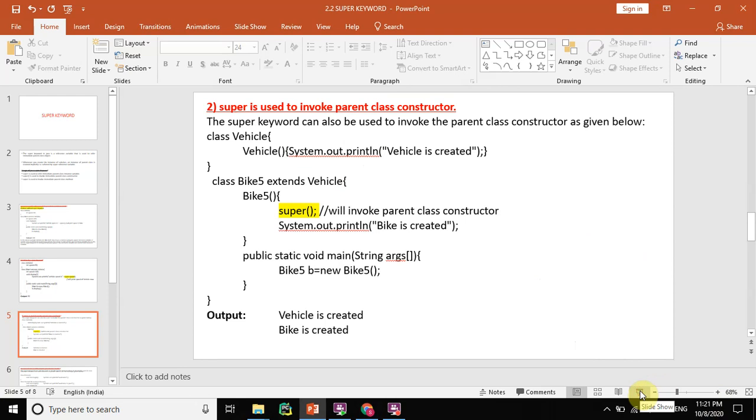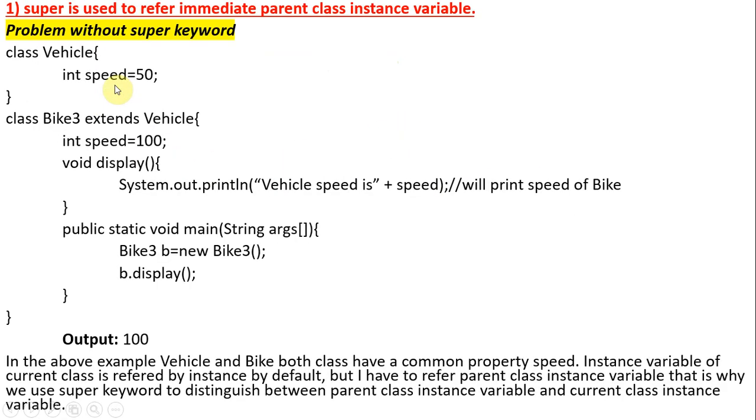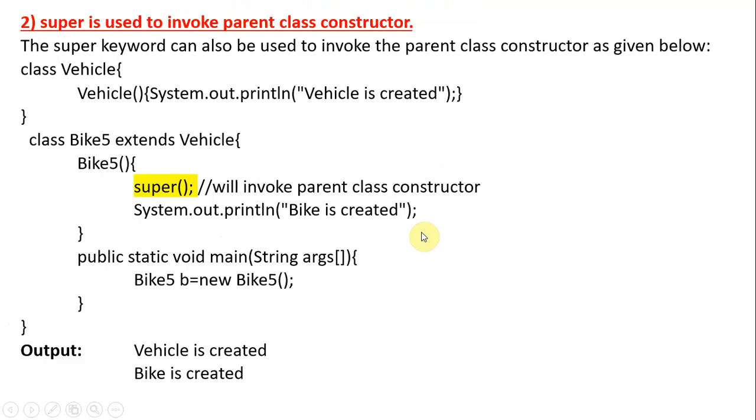So when it comes to the second use of super, it is used to invoke the parent class constructor. As we saw in the previous example, we have an instance variable with the same name in both the superclass and the subclass, so to invoke it we use the super keyword. In the same way, to invoke the parent class constructor, what is a constructor? A constructor is nothing but a method with the same name as the class name.